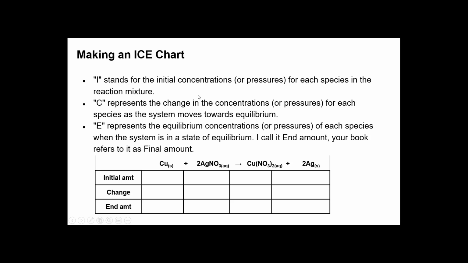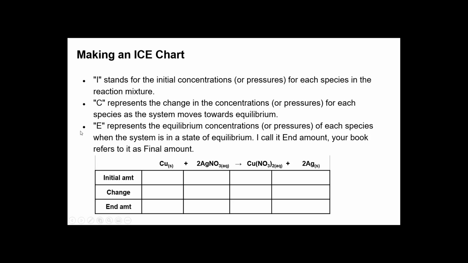I stands for the initial concentrations or pressures or whatever it is that you're starting with. C is the change. This is when the chemical change actually occurs: what's going to be lost, what's going to be gained. And E represents equilibrium. Like I said, these are for equilibriums. It's how I learned it as a student, but you can use these for limiting reactants as well. And I just call it end amount, where F in your book is for final amount. So it means the same thing, but ICE tends to be a little easier to remember.